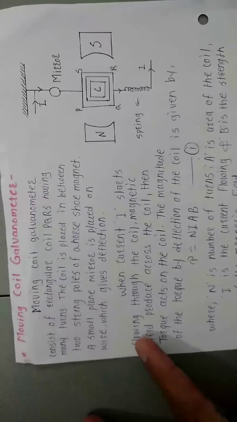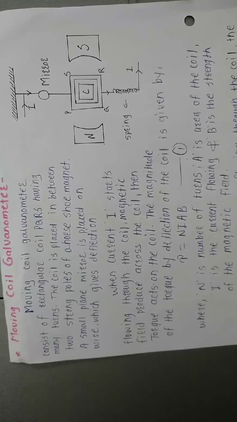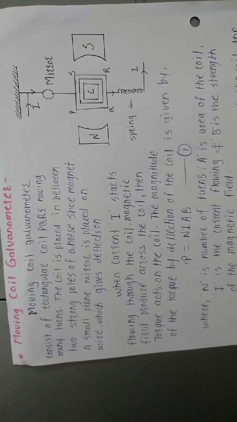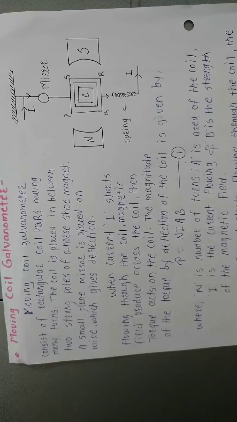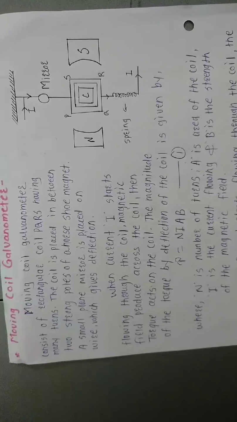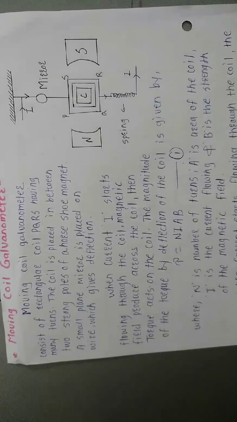Okay, now the next point is the moving coil galvanometer. Initially, what is the galvanometer? A galvanometer is a device which detects the presence of current flowing. So it only checks whether current is present in the circuit or not. What is the construction of this moving coil galvanometer?